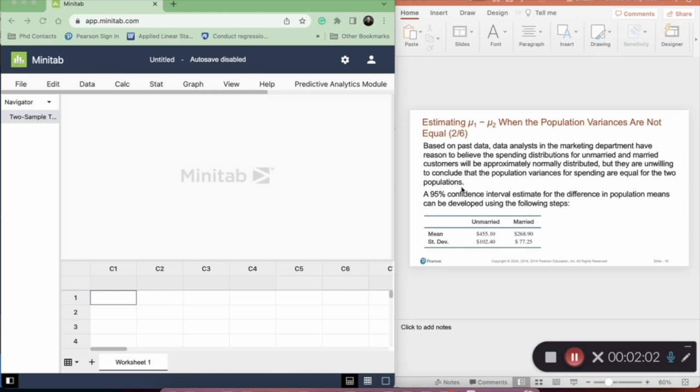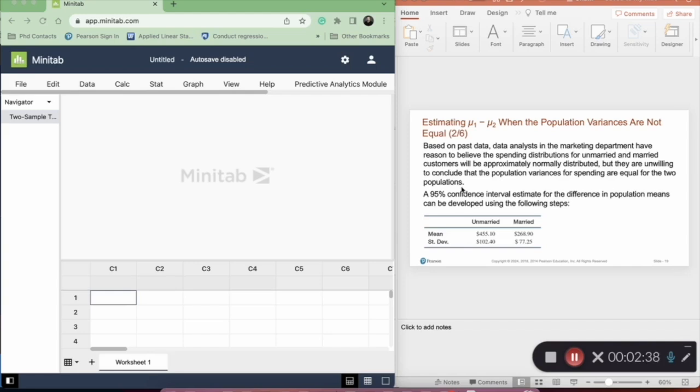If you remember, we have three assumptions. The first one, both populations have to be normal, which is okay. The second one, the variances of the populations, they are not equal now. So that's why we can use the other method, the new or the adjusted formula. The third one, both samples have to be independent. In this case, they are independent because we have unmerit versus merit, right?